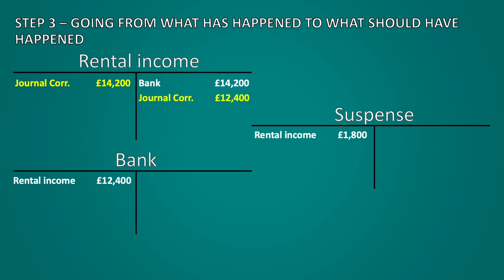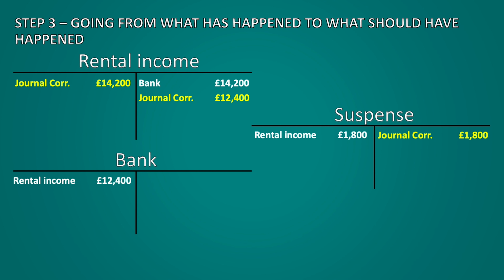The last step is to clear the suspense account by crediting the account for the balance of £1,800. This brings the suspense account balance to zero. By doing this, we have successfully removed the incorrect entry, cleared the suspense account, and entered the correct amount into the rental income account.